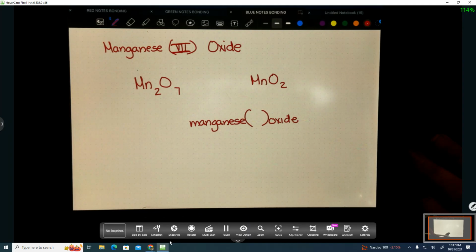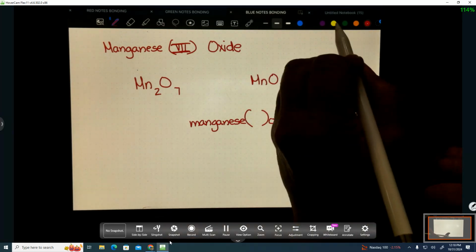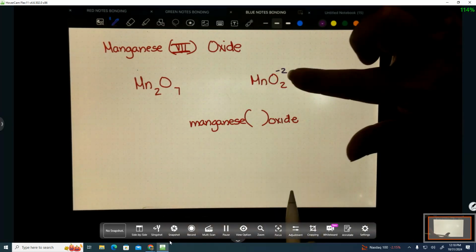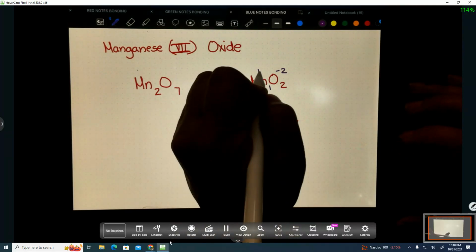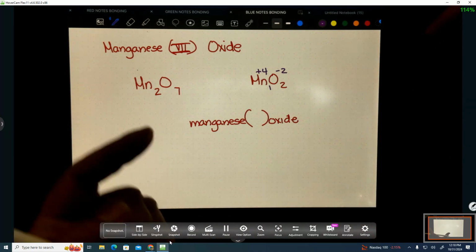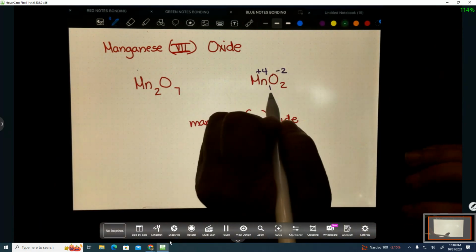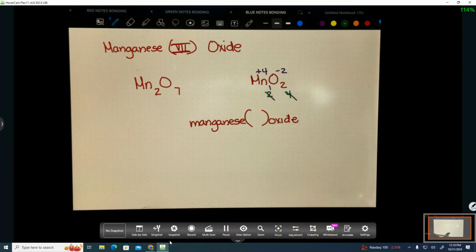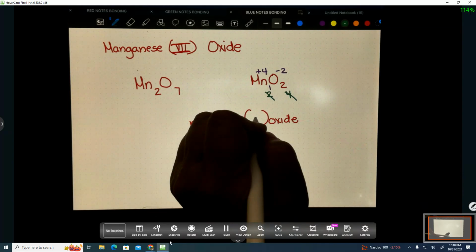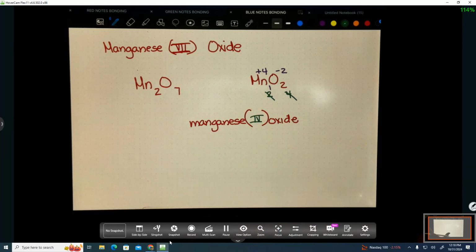Who said that? Why? Yeah, okay. That doesn't sit right with me. Why is it 4? Yes, because the oxygen has a -2. That's going to give you -4 right there, right? So if you have 1, you needed a +4 here. So when that 2 and the 4 came down, the 2 was here and the 4 was here, which reduced to 1 and 2. Be careful with that. So this is manganese 4 oxide.